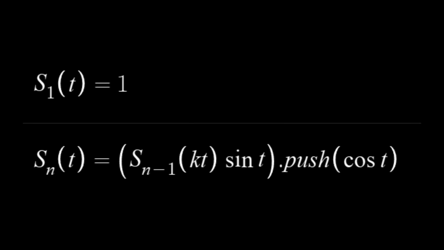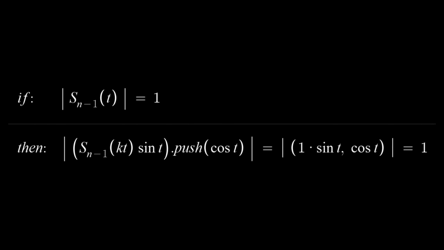and we know that if the distance of the previous function is fixed as 1, then the distance of our current one will be that of a 2D point with coordinates sine and cosine of t, which of course is equal to 1, which proves that all our points are exactly at a unit distance from the center.